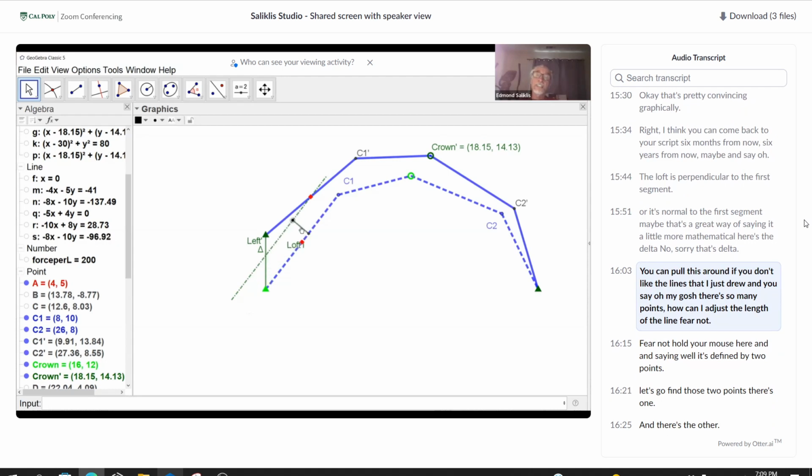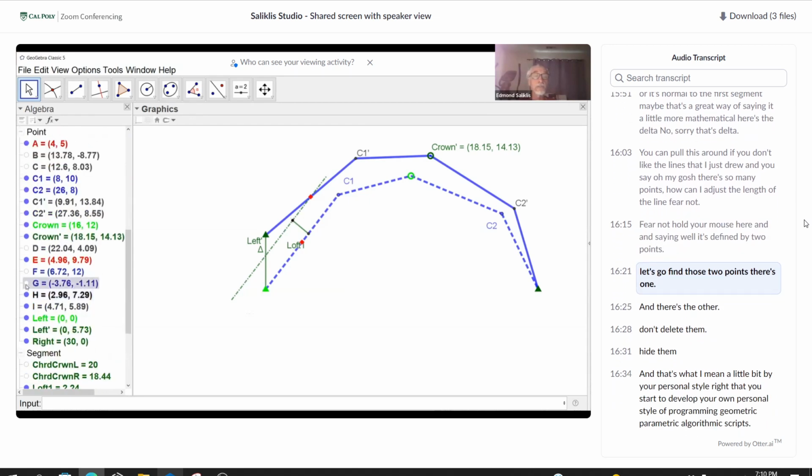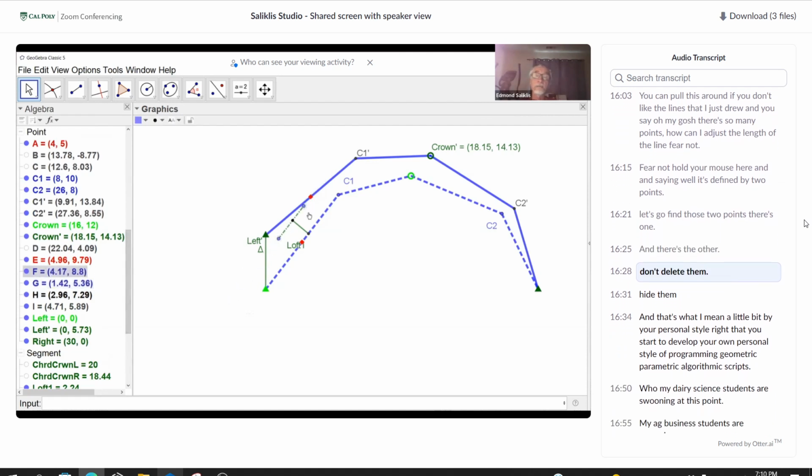If you don't like the lines that I just drew and you say, oh my gosh, there's so many points, how can I adjust the length of the line? Fear not. Hold your mouse here and it's saying, well, it's defined by 2 points. Let's go find those 2 points. There's one, and there's the other. Don't delete them. Hide them.